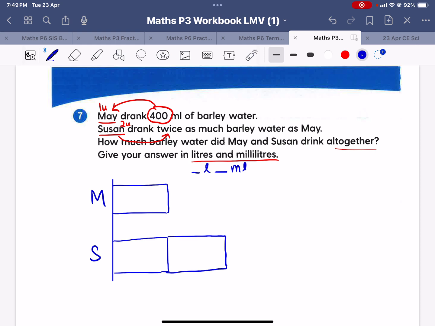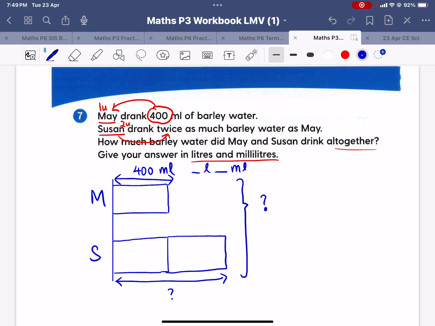Okay, now let's put in the numbers. May's 400. Susan seems to drink twice as much, but we do not know how much is Susan. I know some of you are very good at mental sum, but for this stage, we take it as we do not know because it's not given in the story. And we are supposed to find how much did they drink altogether. So we're going to put a question mark to this. All right, now this becomes a lot easier.